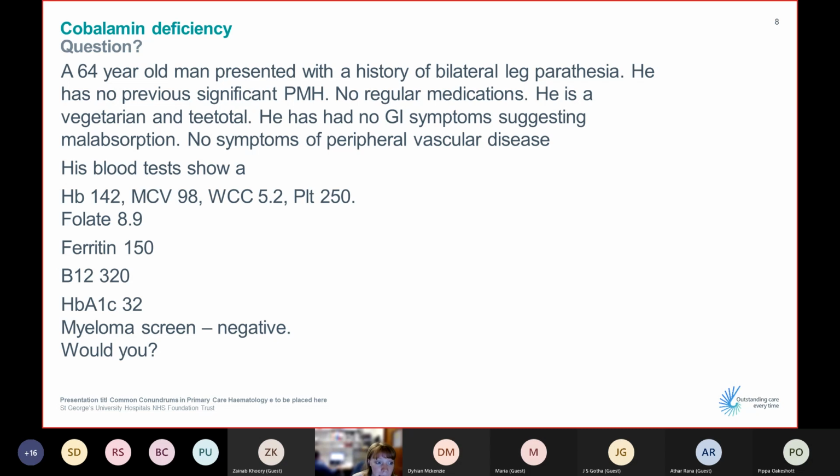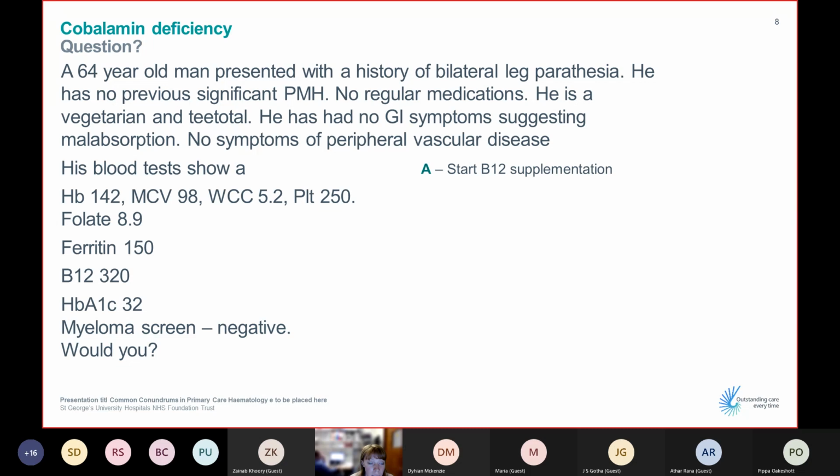We've looked at his blood tests. His hemoglobin is normal. His MCV is a little bit raised. His white cell count and platelet count are normal. His folate is good, 8.9. His ferritin's okay, and his B12 is also within our normal ranges. There's no evidence of diabetes on his HbA1c, and his myeloma screen is negative.